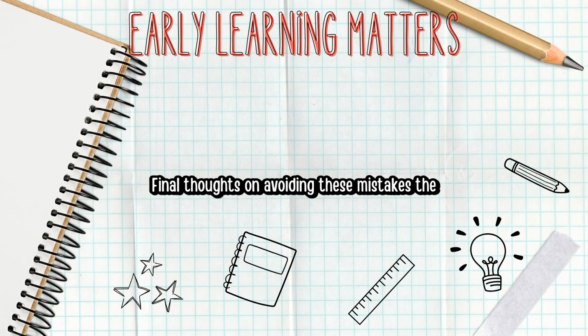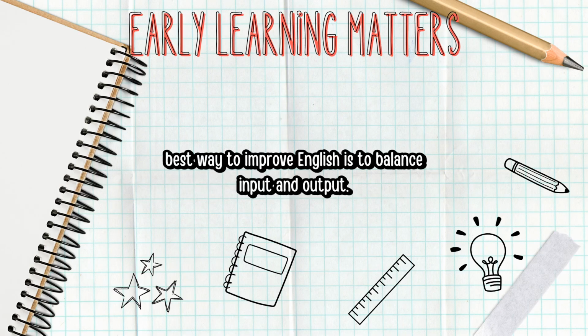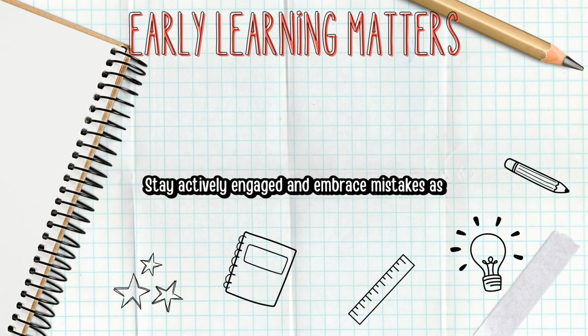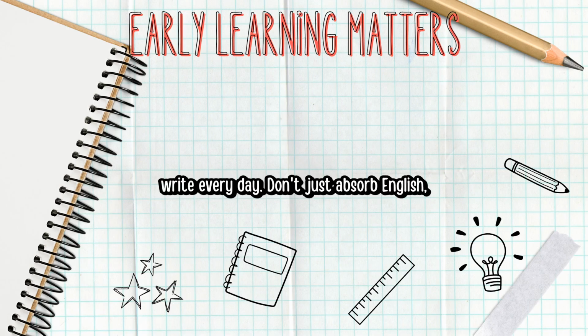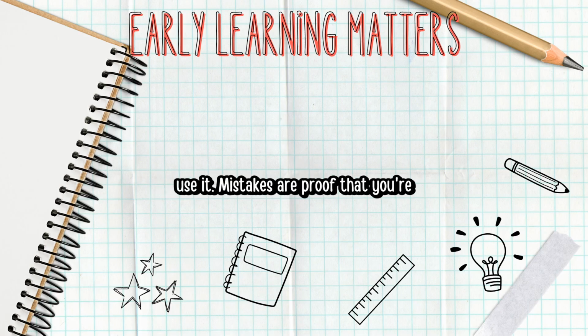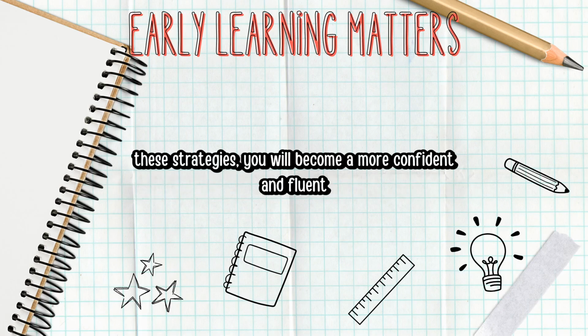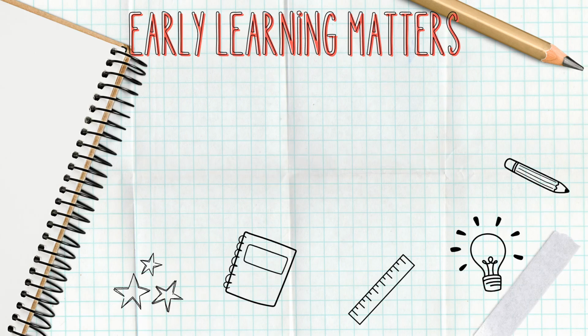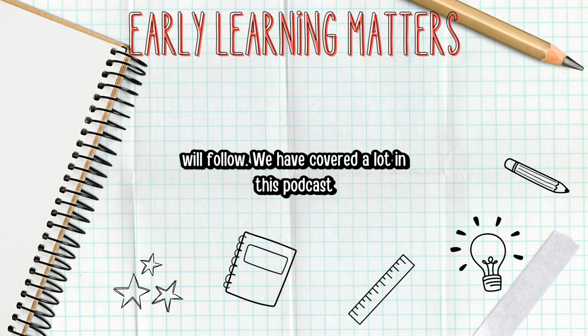Final thoughts on avoiding these mistakes. The best way to improve English is to balance input and output. Stay actively engaged and embrace mistakes as part of learning. Listen, read, speak, and write every day. Don't just absorb English, use it. Mistakes are proof that you're learning. By avoiding these common mistakes and applying these strategies, you will become a more confident and fluent English speaker. Keep practicing, and success will follow.